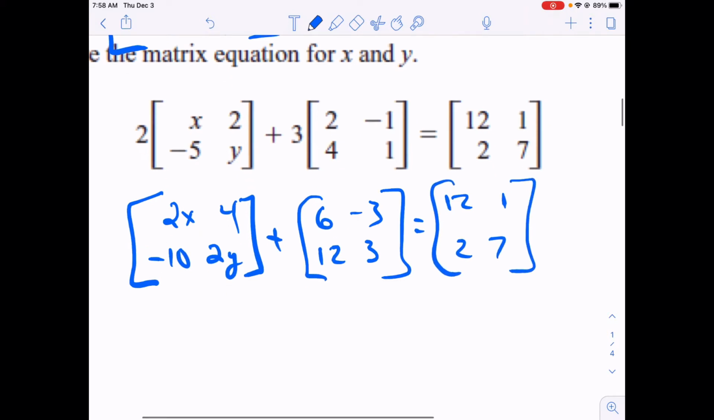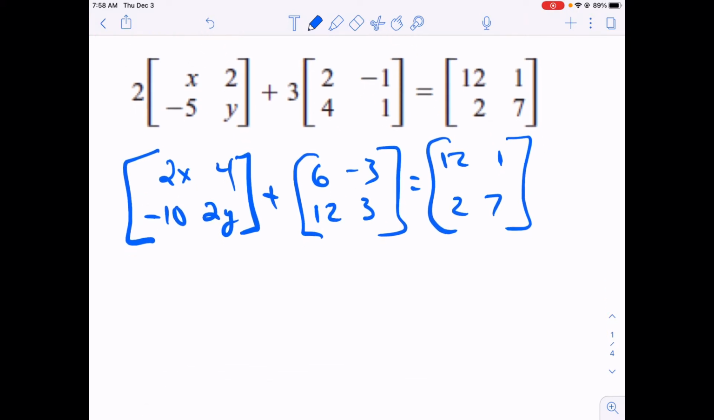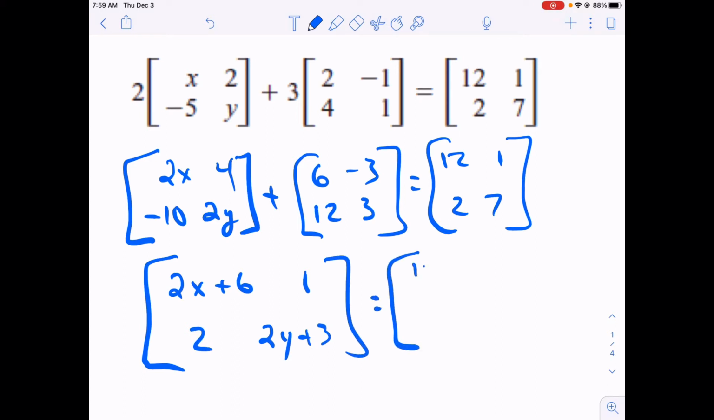Okay. Next step, now I'm going to combine the two matrices on the left, set them equal to the matrix on the right. So again, just so you're clear, it's the 2x plus the 6 equals the 12. And you do that for all 4 element groups. So here goes. So it's 2x plus 6. That's the first element, upper left. 4 plus 3 is a 1. Negative 10 plus 12 is 2. And 2y plus 3. It still equals what we had on the right. That hasn't changed at all.